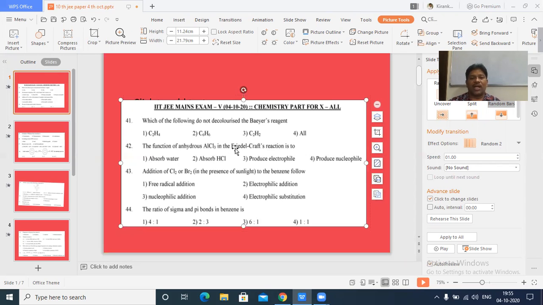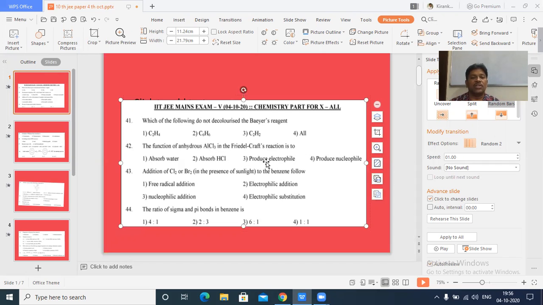So in Friedel-Crafts reactions, what happens generally? Suppose you imagine CH3Cl. When CH3Cl is taken in the presence of AlCl3, the AlCl3 will take Cl minus from CH3Cl. Then CH3 plus will be produced, the electrophile. So what is the function of AlCl3 in that reaction? Producing the electrophile. Electrophile is an electron deficient species. So E plus, the electrophile, will be produced with the help of AlCl3.